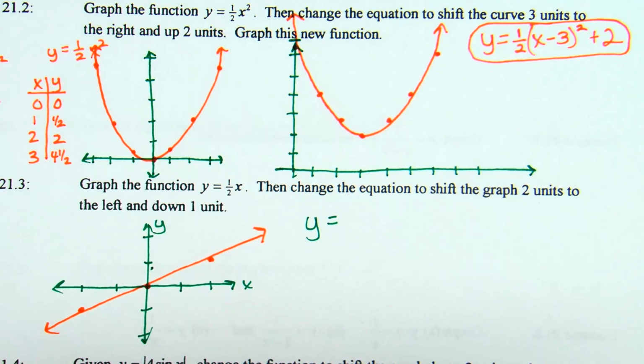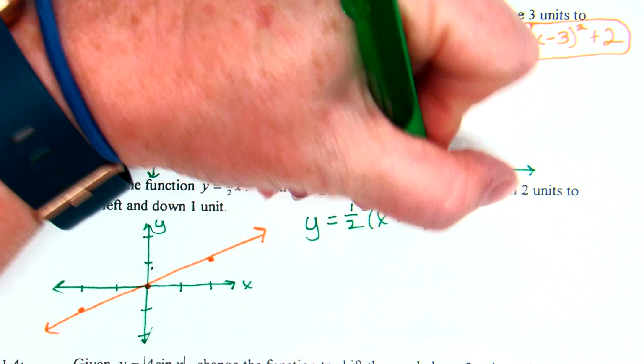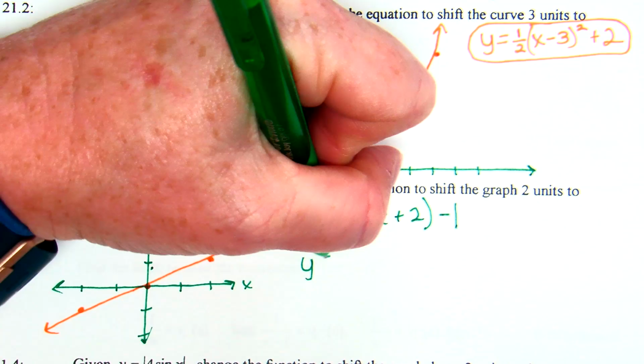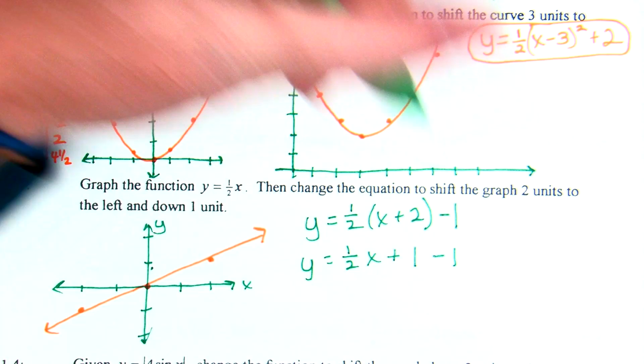Okay, so we still have the 1/2 out front. To go 2 left, that means we have to add 2 to x, and I'm going to do that in a set of parentheses. And then to go down 1, we have a -1 at the end. Do me a favor and clean that up. Because in all honesty, would you graph an equation in that form? Probably not. If we clean this up, what's it become? Distribute the 1/2, 1/2 x plus 1. You still have a -1. Clean it up again. What is it?